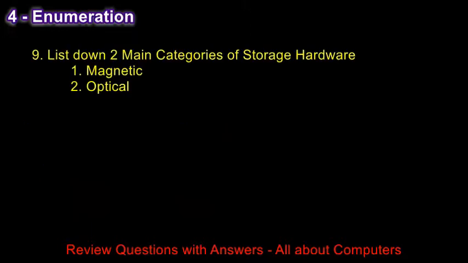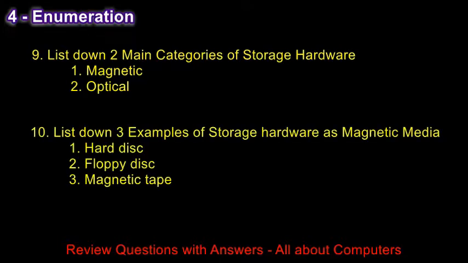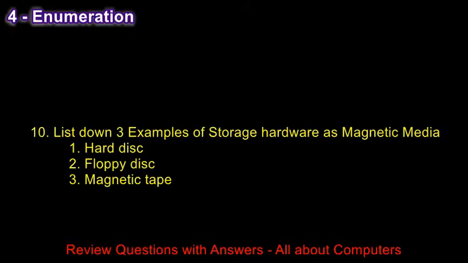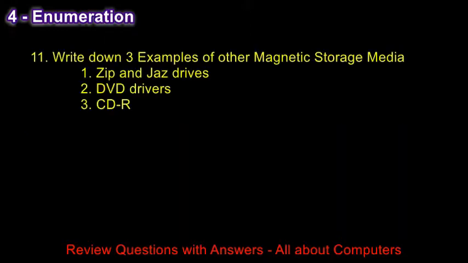Number 9, list down 2 main categories of storage hardware. That would be magnetic and optical. Next, number 10, list down 3 examples of storage hardware as magnetic media. Number 1, hard disk. Number 2, floppy disk. Number 3, magnetic tape.